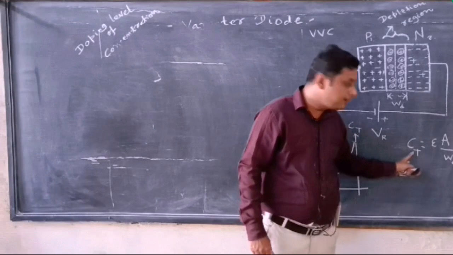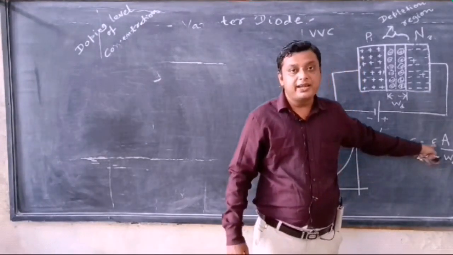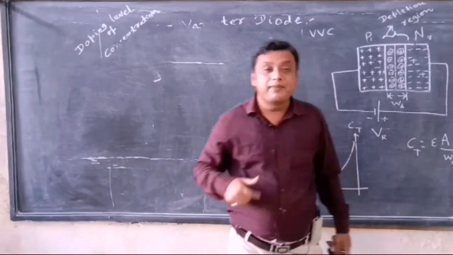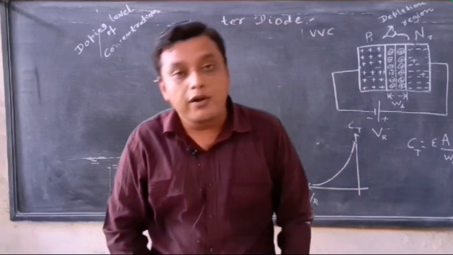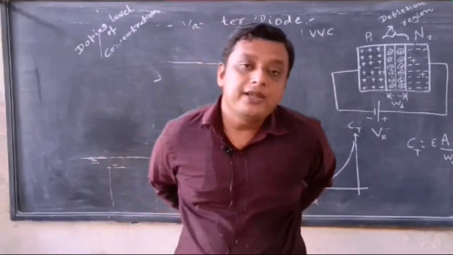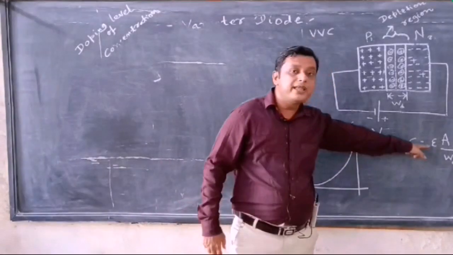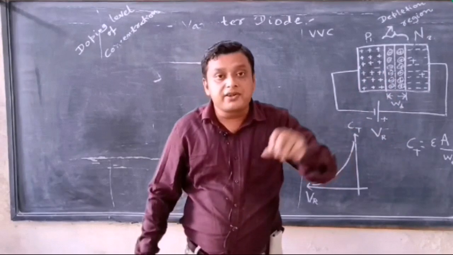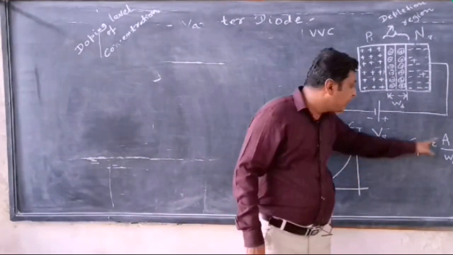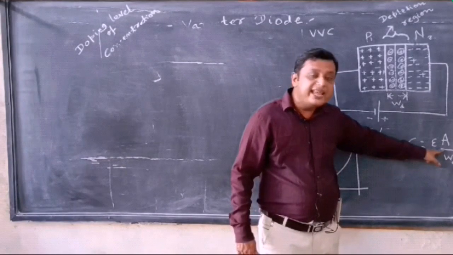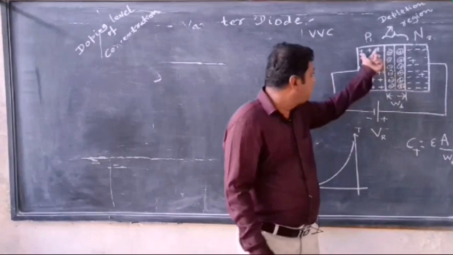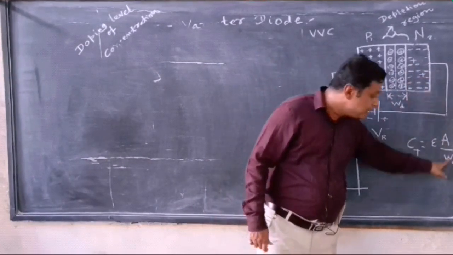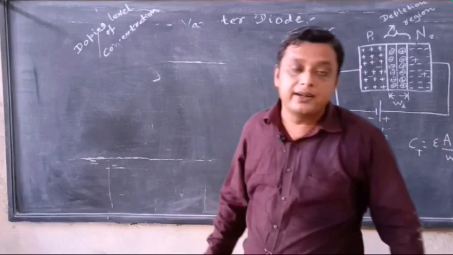capacitance is represented by C, epsilon is the permittivity of the material. If I am using epsilon 0, then it will be the permittivity of free space, which is a constant value, but here epsilon means permittivity of the material. This material is being used to fabricate this diode. A is the area of the P-type semiconducting material as well as N-type semiconducting material, and WD means it is the depletion barrier width.